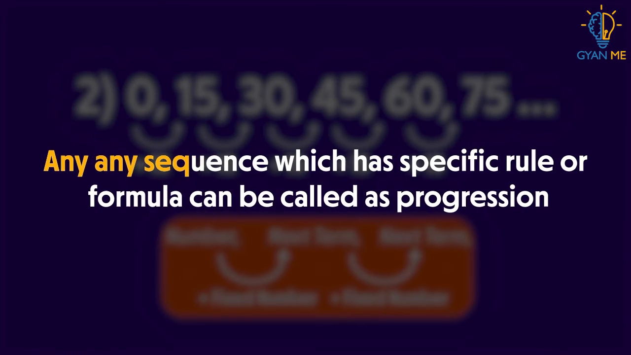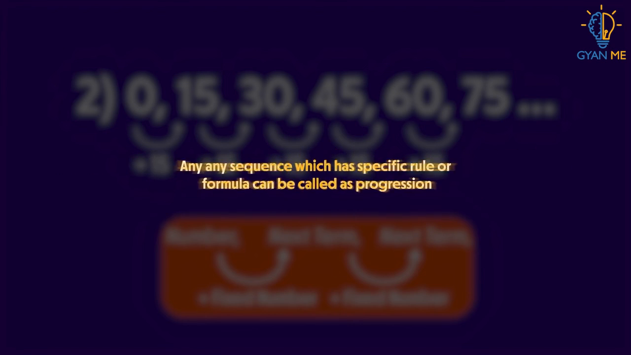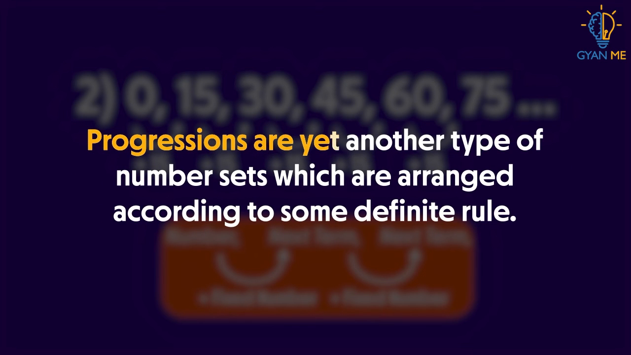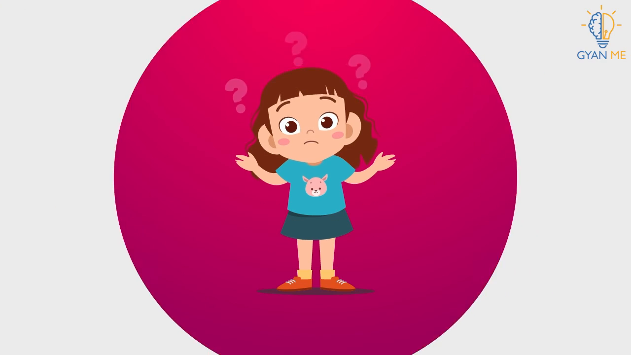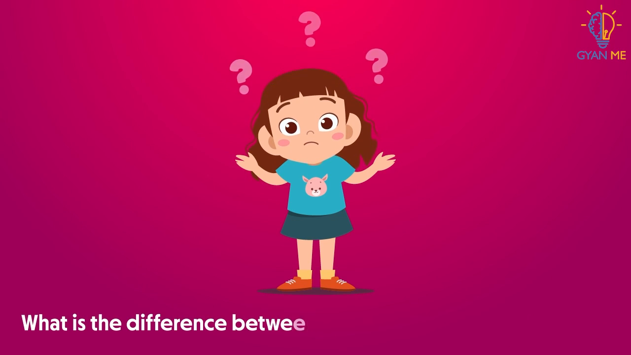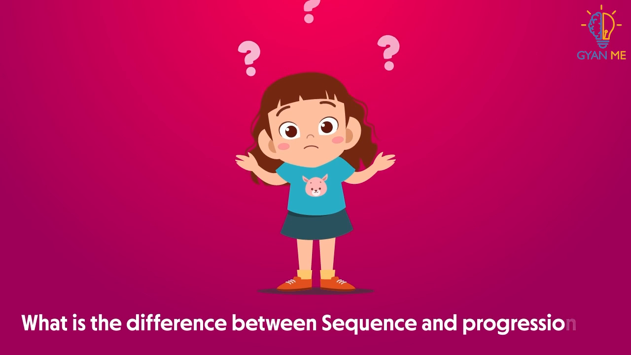Thus, any sequence which has a specific rule or formula can be called a progression. Or in other words, progressions are yet another type of number sets or sequences which are arranged according to some definite rule. So then what is the difference between sequence and progression? We will see in our next video.